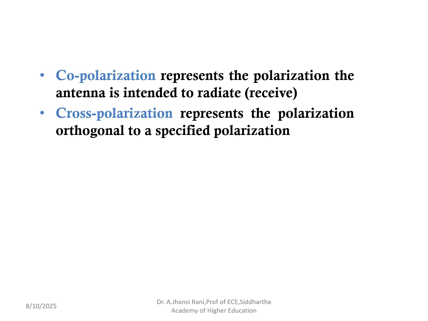See, what is meant by co-polarization and cross polarization? In co-polarization, the antenna is intended to radiate in the same direction. If the polarization is the one the antenna is intended to radiate or receive, then you have co-polarization. Cross polarization means the polarization is orthogonal to the specified polarization. If it is orthogonal to the specified polarization, then it is called cross polarization.